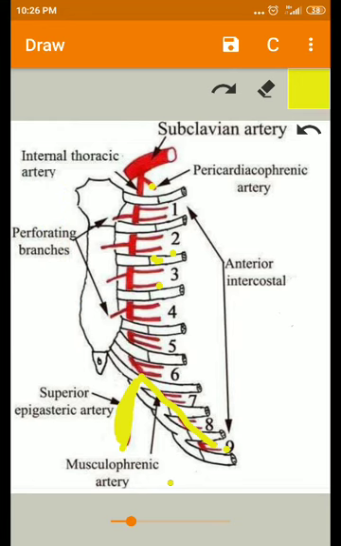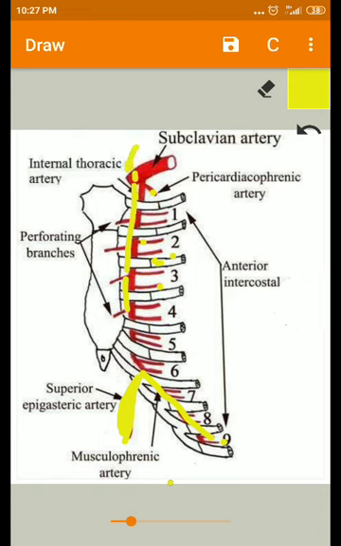The vein runs upwards along the medial side of the artery to end in the brachiocephalic vein at the inlet of the thorax. A chain of lymph nodes also lies along the artery. These are the parasternal lymph nodes. So this is about the course and relations of the internal thoracic artery.